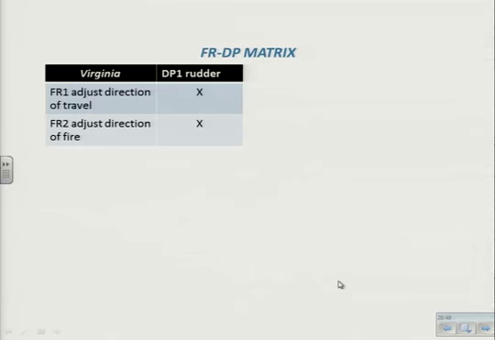Anyway, let's take a look at this in terms of axiomatic design. So what we have here is a matrix, and on the vertical axis we've got the two FRs: adjust the direction of travel and adjust the direction of fire. And here's the Virginia solution. One DP, and that's the rudder. The rudder influences both the direction of travel and the direction of fire. That's why we have an X in both of those positions. So that's the design matrix. And so we call this coupled.